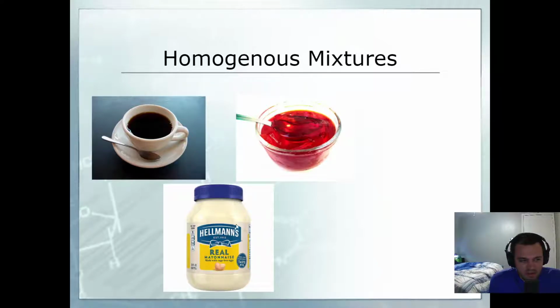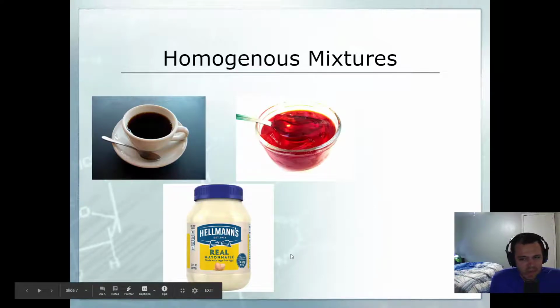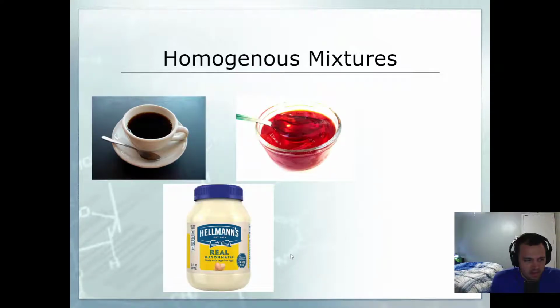And then mayonnaise. Mayonnaise has water and it has oil in it, like the water and oil here previously, but because of the way they make it and the fact that it incorporates eggs, the fat into it, it all ends up being evenly mixed together and evenly spread out, so that any one spoonful of mayonnaise you take is going to look the exact same as any other one.